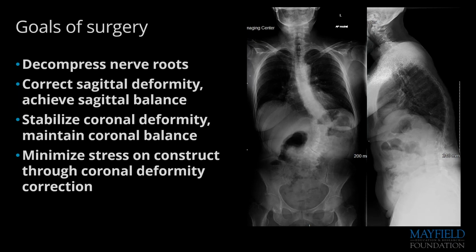Additionally, if I'm going to straighten her up, I want to make sure I stabilize the coronal deformity. I don't want to try to straighten her spine out only to find out that her shoulders are now way off to the right side. And then lastly, we want to minimize the stress on the construct. So if I put in all these rods that follow her bend, that's going to likely lead to broken rods. So I want to straighten up her spine to minimize the stress on this construct.